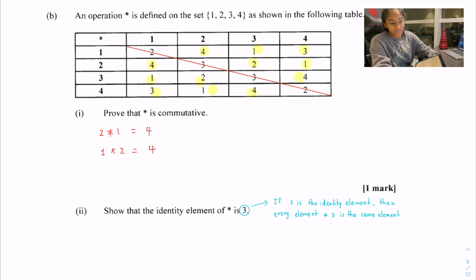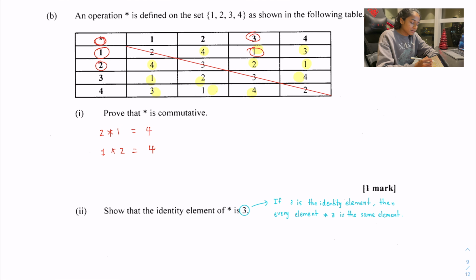They want us to show it. So we know that by our rule, if 3 is the identity element, then every element when operated on with 3 will give back the same element, right? So 1 star 3 should give back 1.